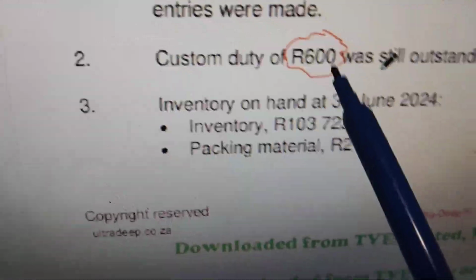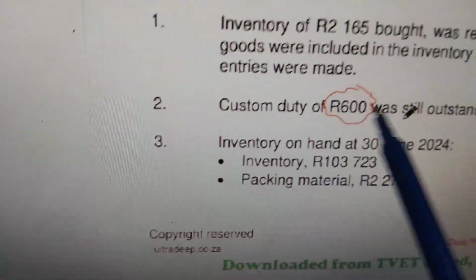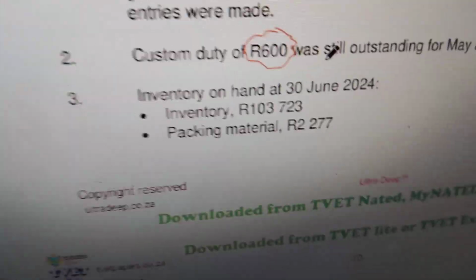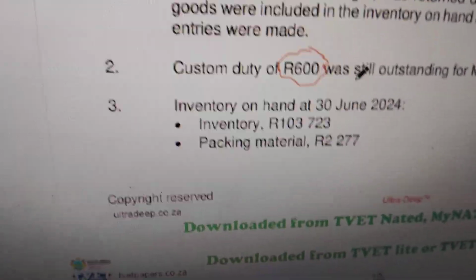All in all it is 600. So they've already calculated for you. This 600, you take it the way it is. You don't multiply it with the months. You don't multiply with 2. You take it the way it is. So this is outstanding.